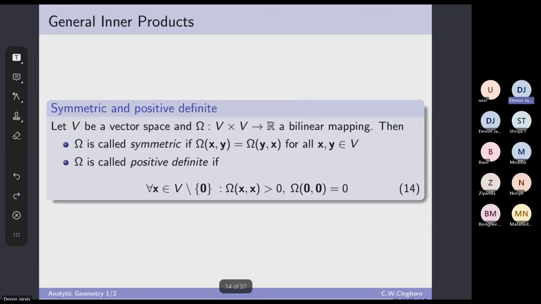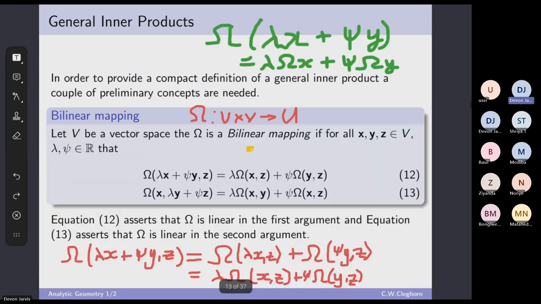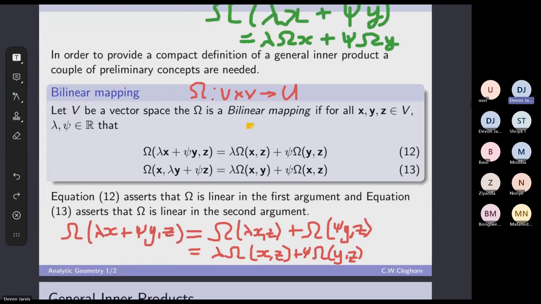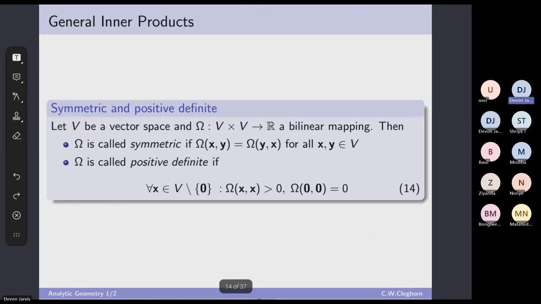Okay, then we have, so that is the notion of a bilinear mapping. It will come up in a second. Then we have symmetric and positive definite. So if V is a vector space, omega is a bilinear mapping, and it is taking in two arguments, both from the same vector space V, and mapping onto the reals. Okay, then omega is called symmetric if for two different x and y elements of the V, if I swap the ordering that I pass them in to the mapping, they are equal, then it is a symmetric mapping.